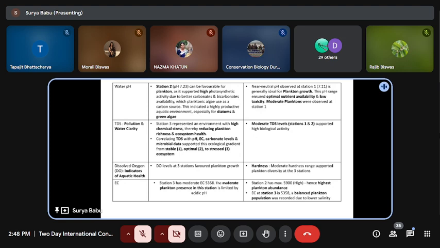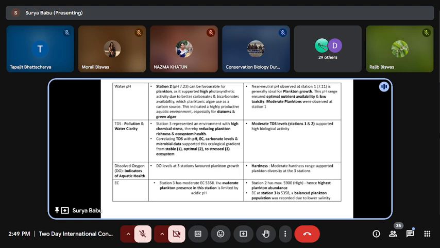Edikara area. Then the TDS represents the pollution and water clarity in the area, and hence station 3 shows a high chemical stress, and hence the plankton richness was low in that area, which represents reduced ecosystem health or low health of that ecosystem. Then dissolved oxygen was very much low. It shows a eutrophication condition in all 3 study areas.